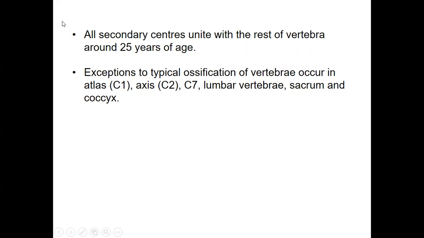Just to review back on my words here. All the secondary centers unite with the rest of the vertebra around 25 years of age, but there are exceptions.